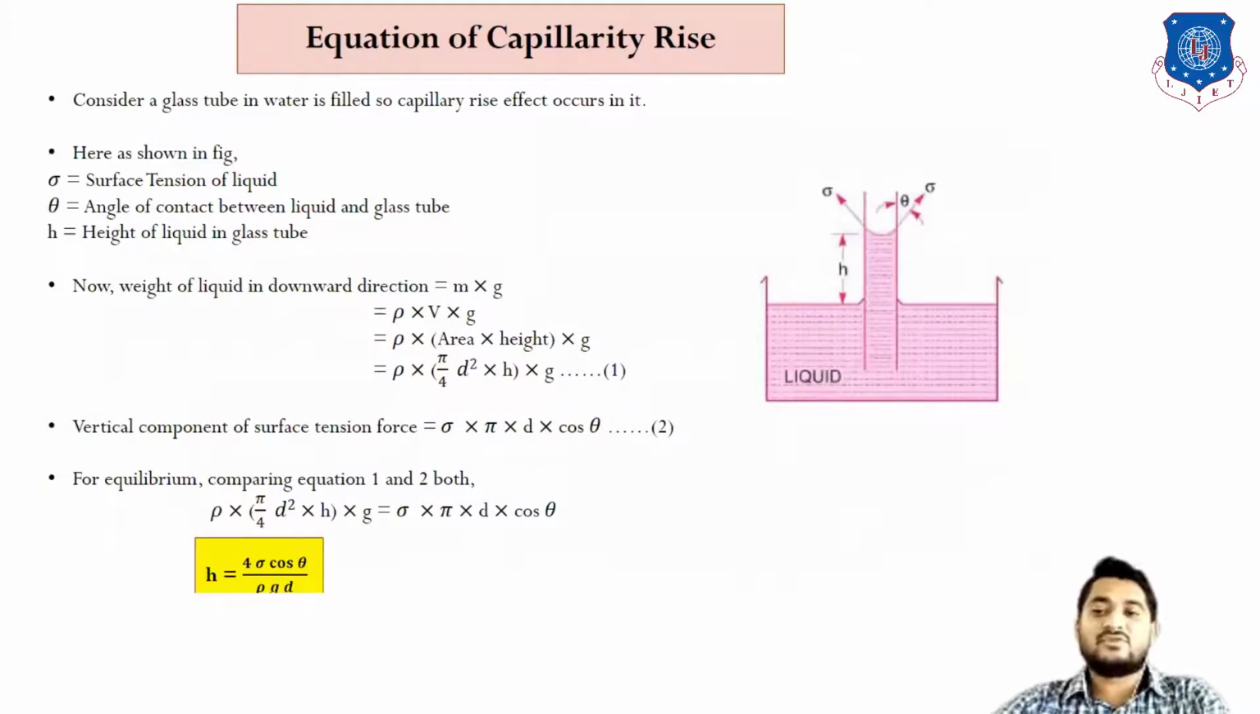Okay. Equation for capillary rise. Consider a simple glass tube in which water is filled with capillary rise. So here is one glass tube, and here is the liquid, water, filling. The water will move in the upward direction due to the effect of capillary rise. Here we can say this is the surface of capillary rise. Surface tension forces sigma will be acting on both sides, so sigma and sigma, right? This h will be the capillary rise value. Sorry, capillary rise h, right? So we have to find the value or equation of this h.